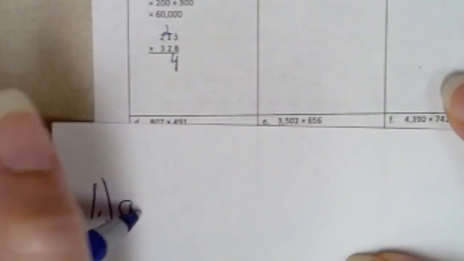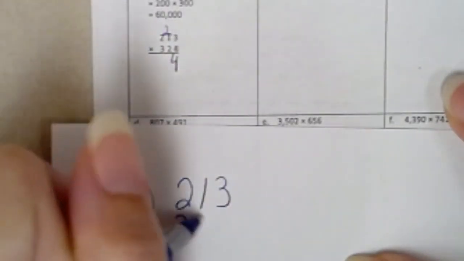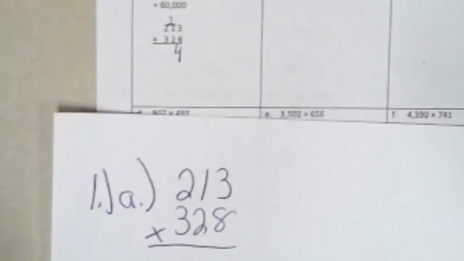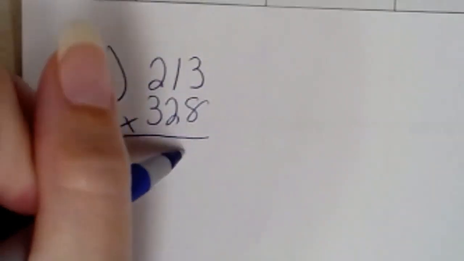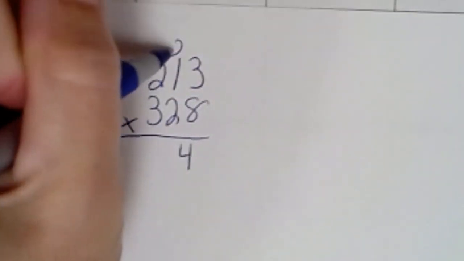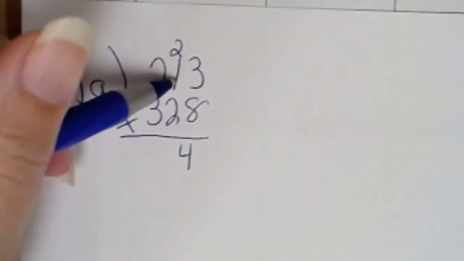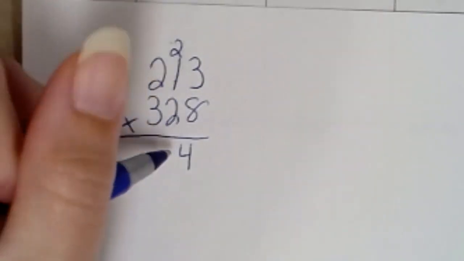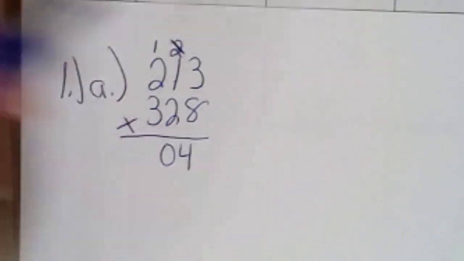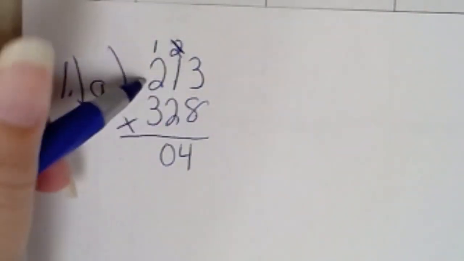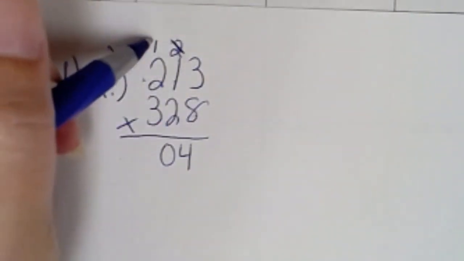1a. 213 times 328. All right, that's going to be a little bit better. So 8 times 3 is still 24. We write down our 4 and carry our 2. 8 times 1 is 8, plus 2 more is 10. Put down our 0, carry our 1. Cross off our 2 because we did add it. 8 times 2 is 16, plus 1 more is 17.